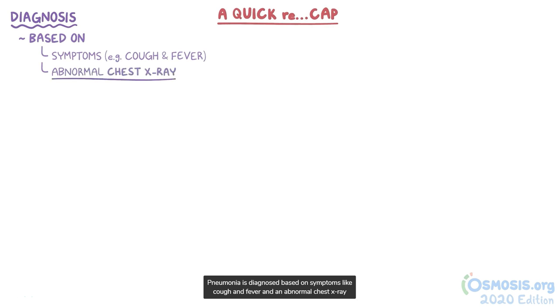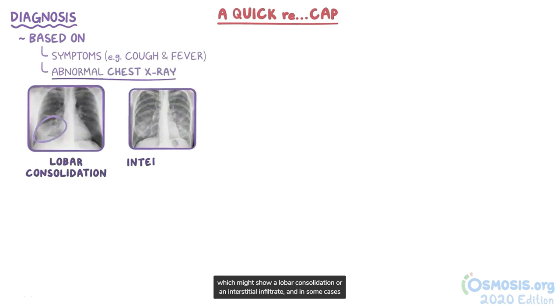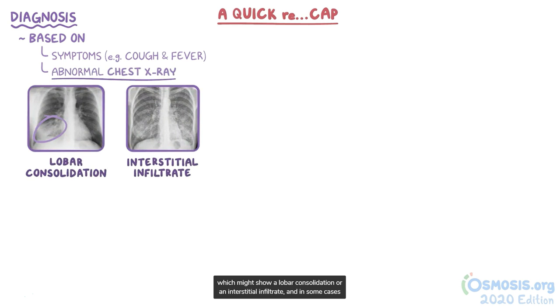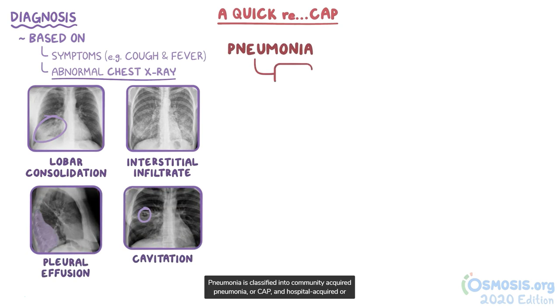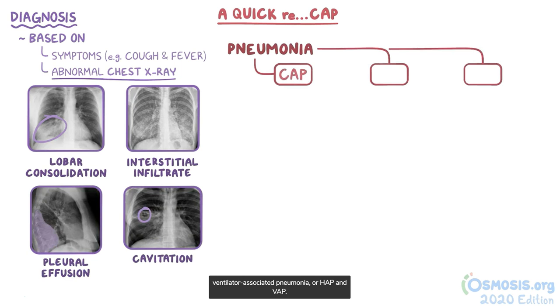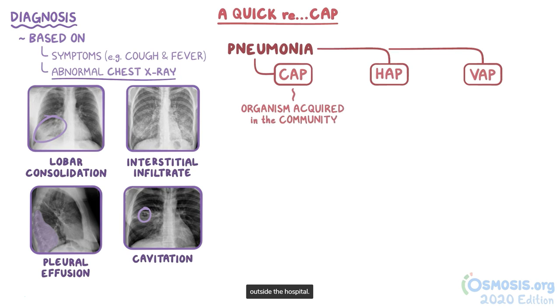Alright, as a quick recap. Pneumonia is diagnosed based on symptoms like cough and fever and an abnormal chest x-ray, which might show a lobar consolidation or an interstitial infiltrate. And in some cases, there might be a cavitation or pleural effusion. Pneumonia is classified into community-acquired pneumonia, or CAP, and hospital-acquired or ventilator-associated pneumonia, or HAP and VAP. CAP is defined as a pneumonia in which the organism was acquired anywhere in the community outside the hospital.